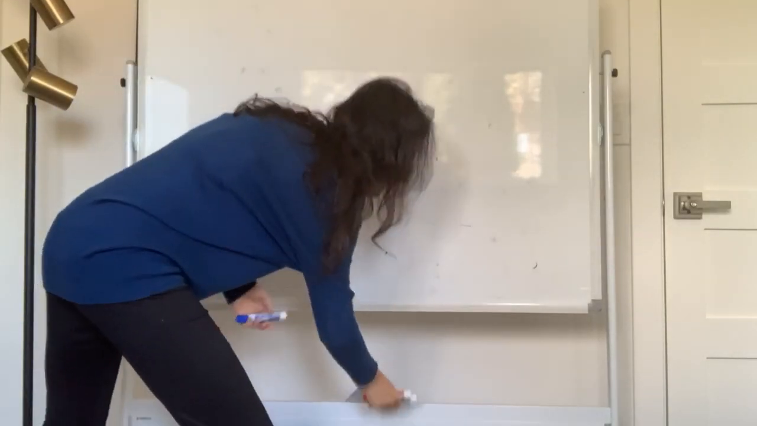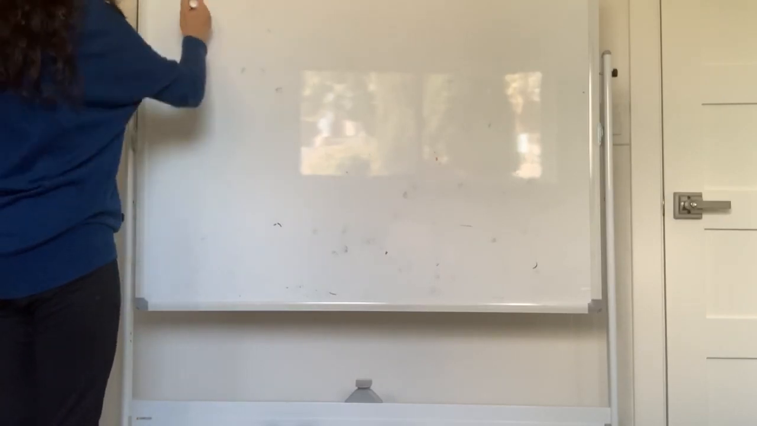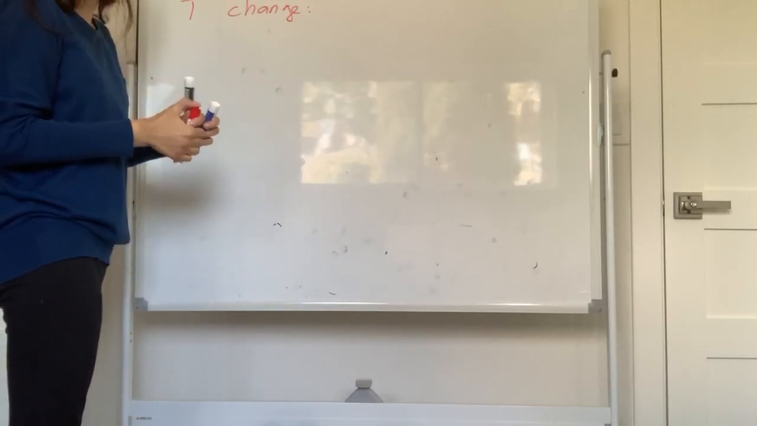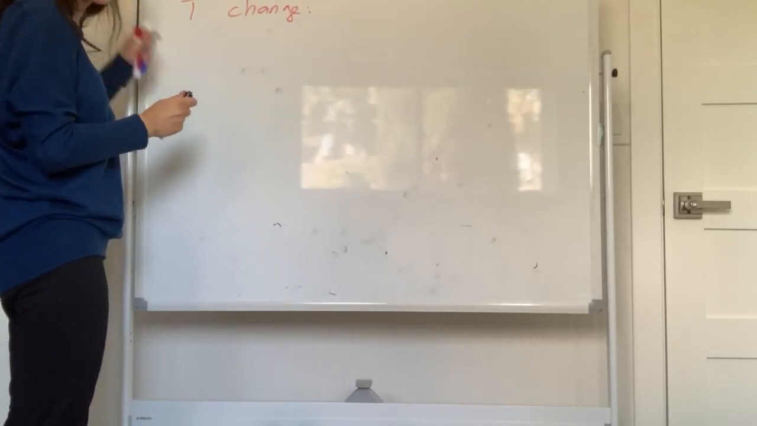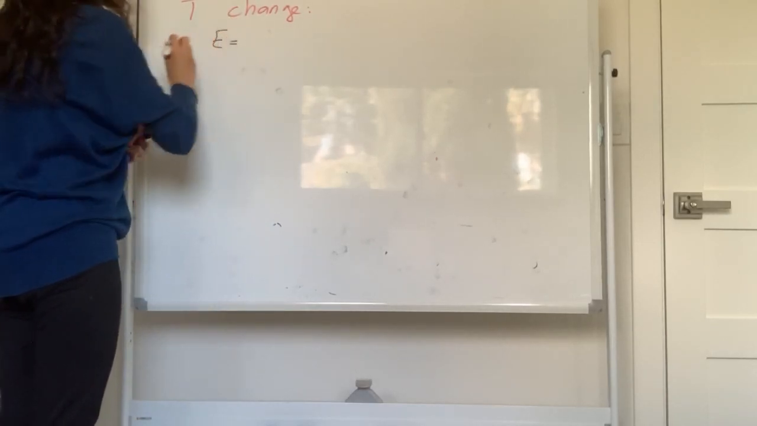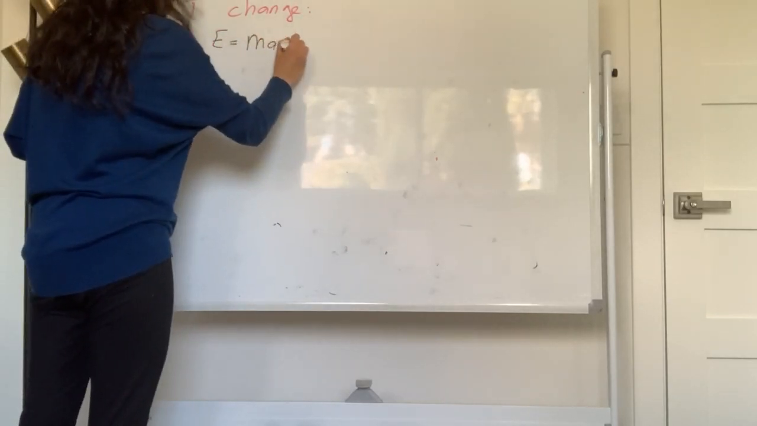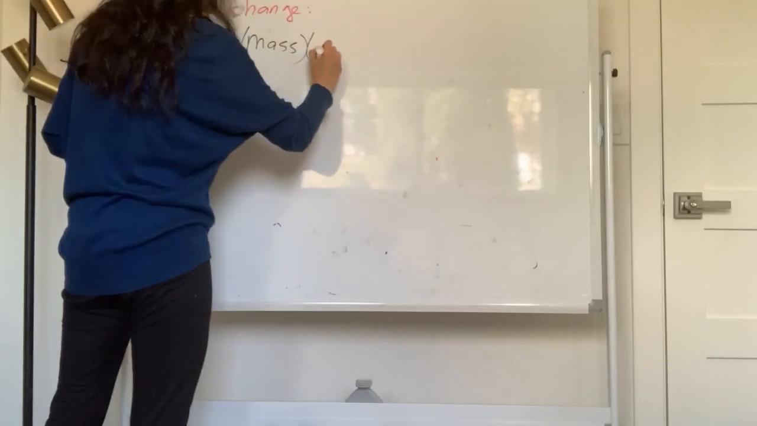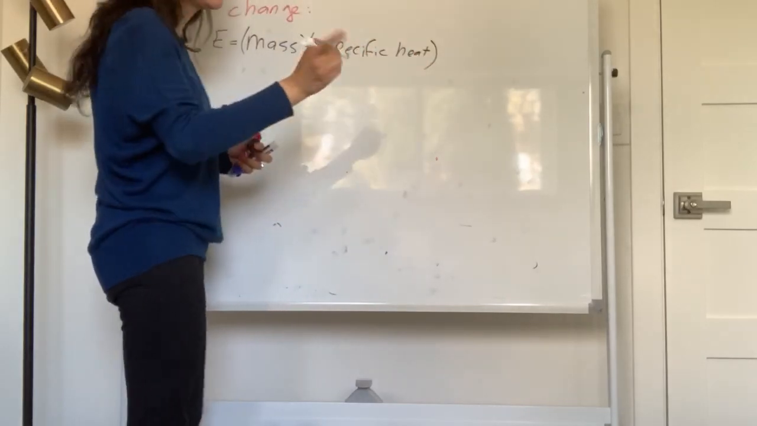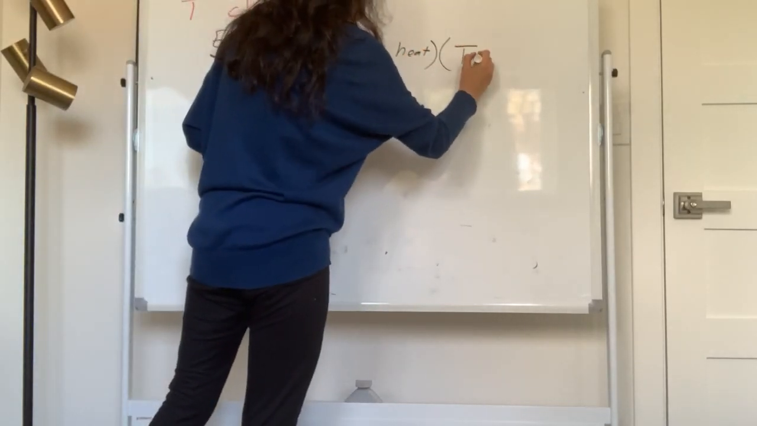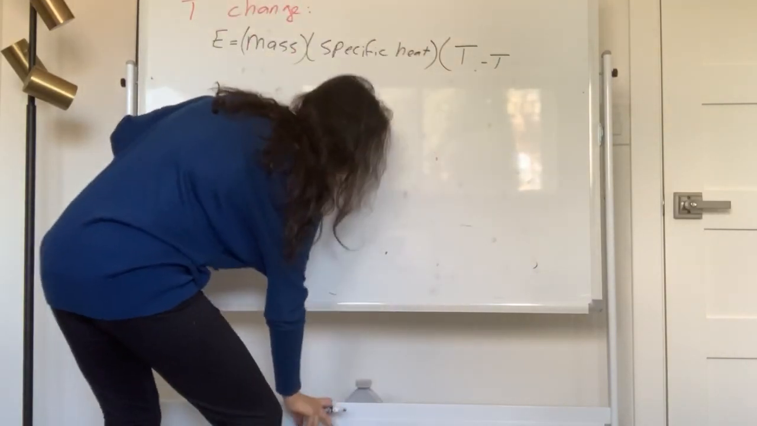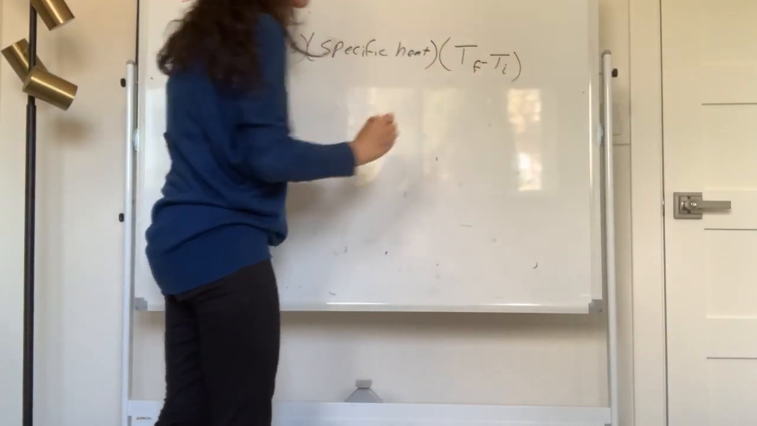All right. So if I need a T change, if I need a temperature change, here's the equation. E for energy equals mass, how much you have, times specific heat. Specific heat is a constant. You have no idea what that means. We'll talk about it. Times T final minus T initial. Okay.